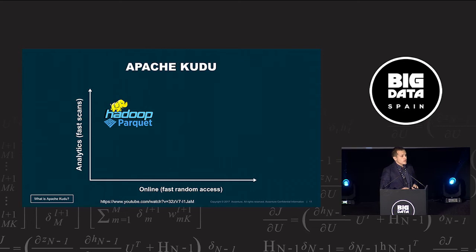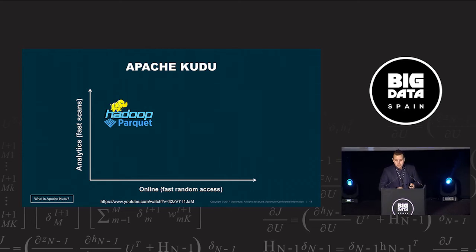But the problem is that we also have the x-axis that refers to fast random access. Well, the problem here is that HDFS with Parquet are not made to cope with this feature. They don't provide any indexing system, and updating your records using Parquet could be a very difficult task. So here we have HBase that, let's say, provides the opposite features.